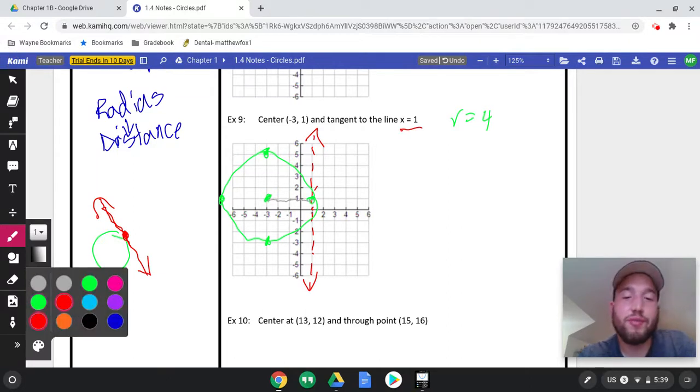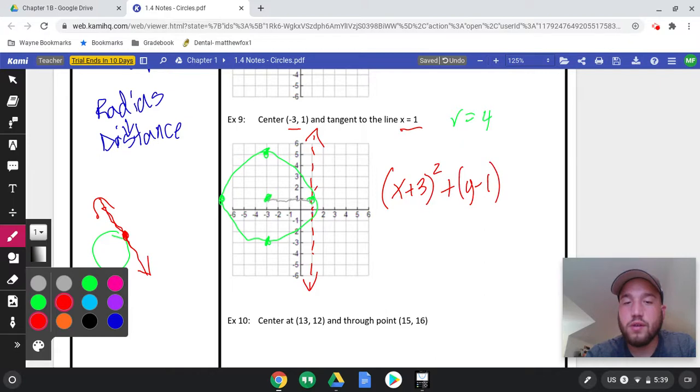But we have enough information now. We can write our equation. So we'll start with the center here. It's always x minus, and the opposite. So minus negative 3 becomes plus 3. That quantity squared plus y minus 1 squared will equal whatever the radius is squared. In our case, 4 squared gives us 16.